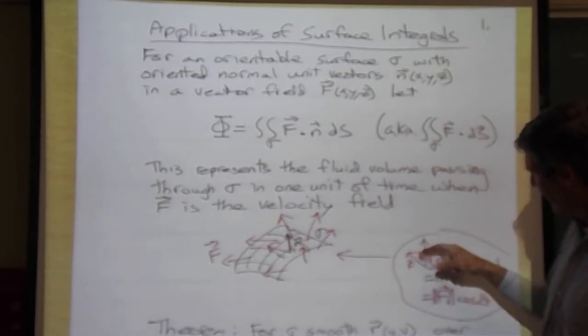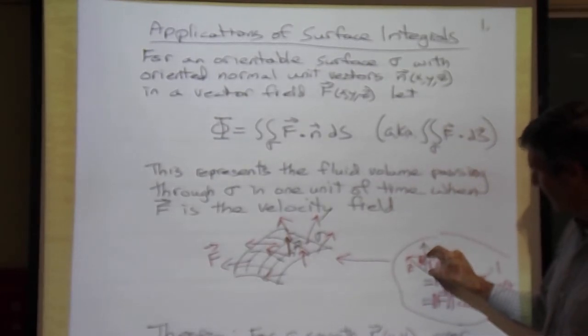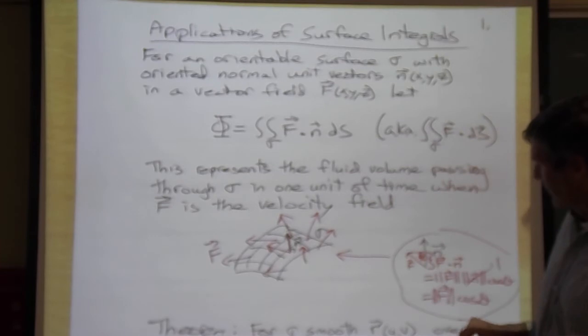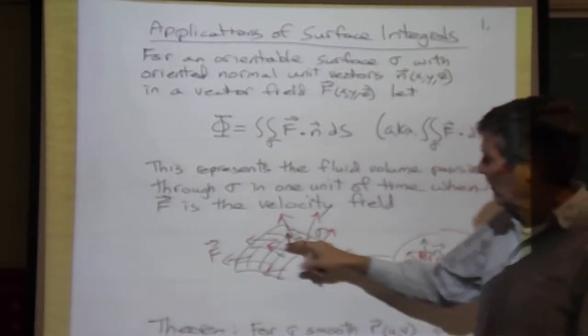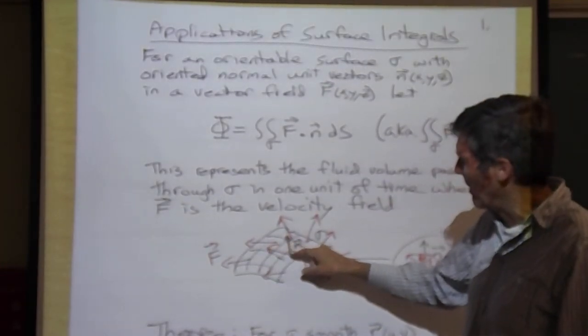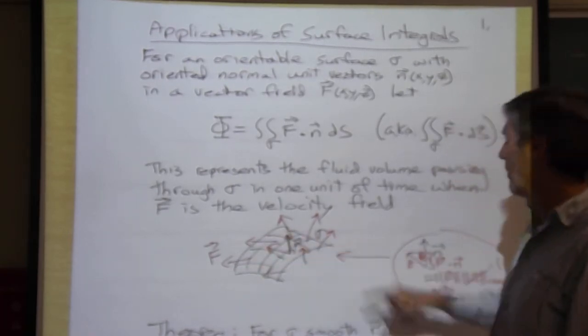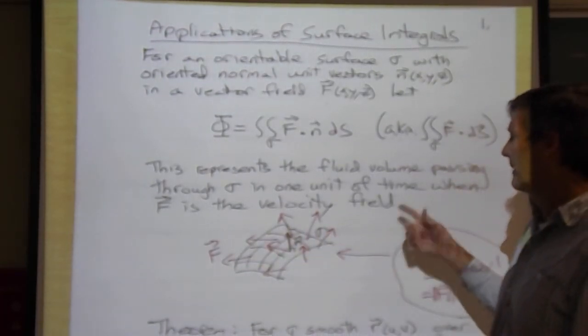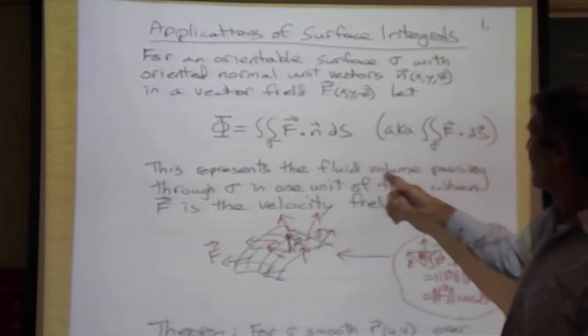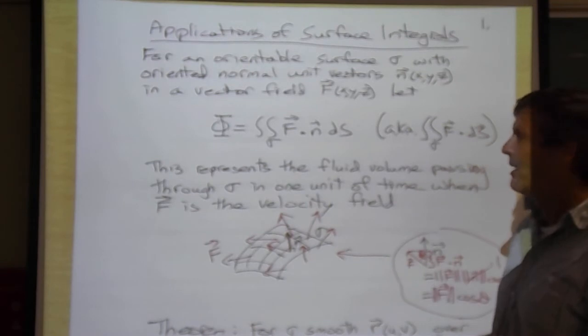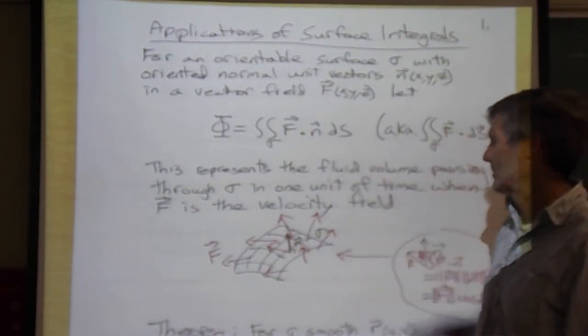If this is F and this is theta, the angle between the two vectors, then this side of the triangle is length of F times cosine theta. So what you're doing is you're saying how much of the fluid is flowing out through the surface at this point, and if you integrate that over the whole surface, you get the fluid volume passing through the surface sigma in one unit of time. That's the significance of the flux.